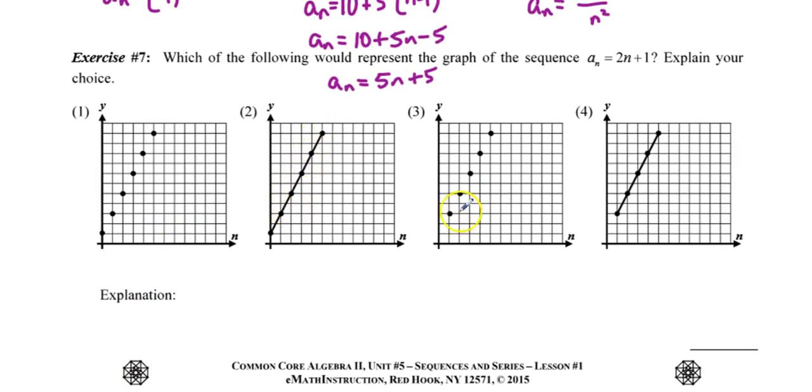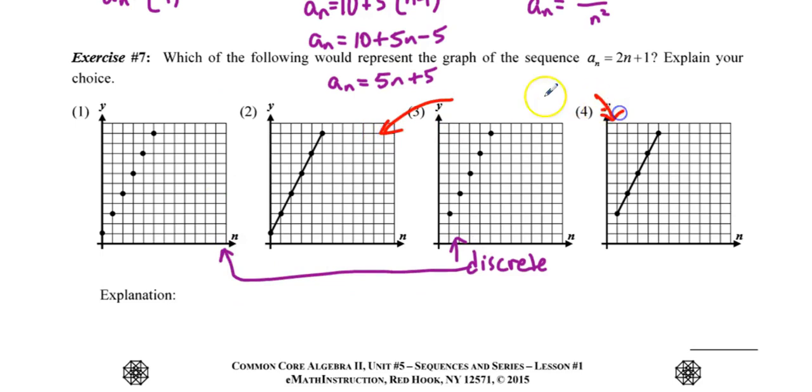And finally, the graph at the bottom, well, the ones that have continuous functions as opposed to discrete. These are discrete. All right, this one and this one. And these other two are called continuous because they're connected.